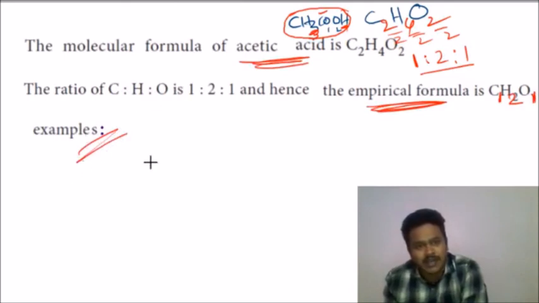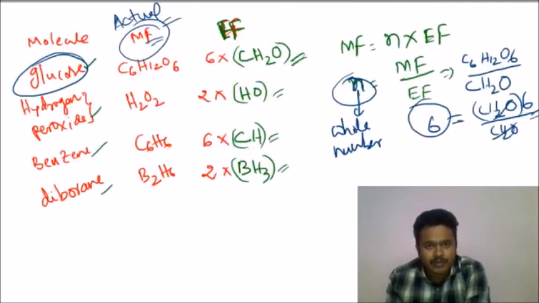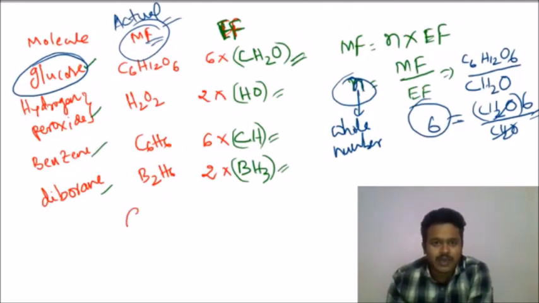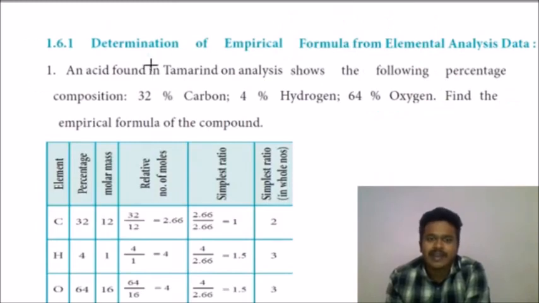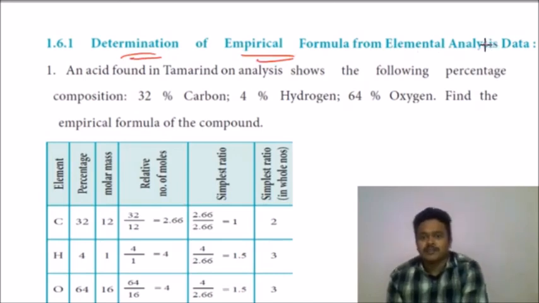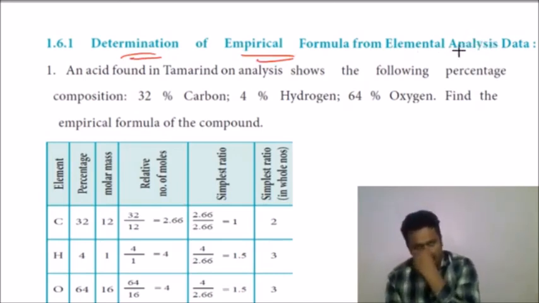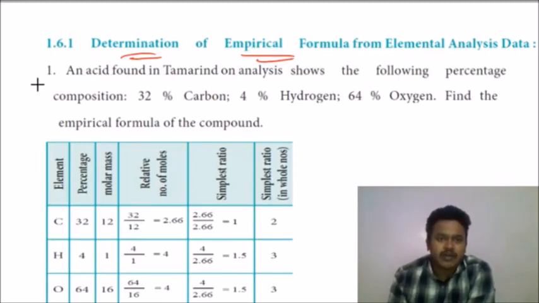Examples we already discussed in the last slide. These are all the examples we discussed. And here, determination of the empirical formula from elemental analysis. Okay, this is the question. There is a procedure in your textbook. I am not talking about that procedure. I am using that procedure with an example. See what we are going to do now.